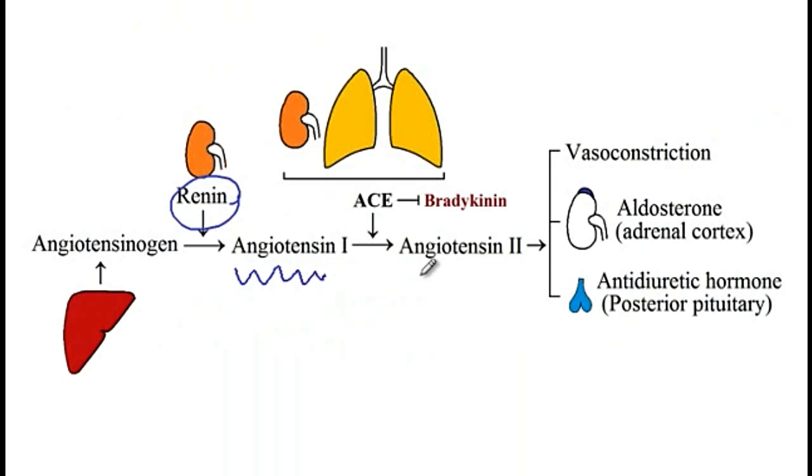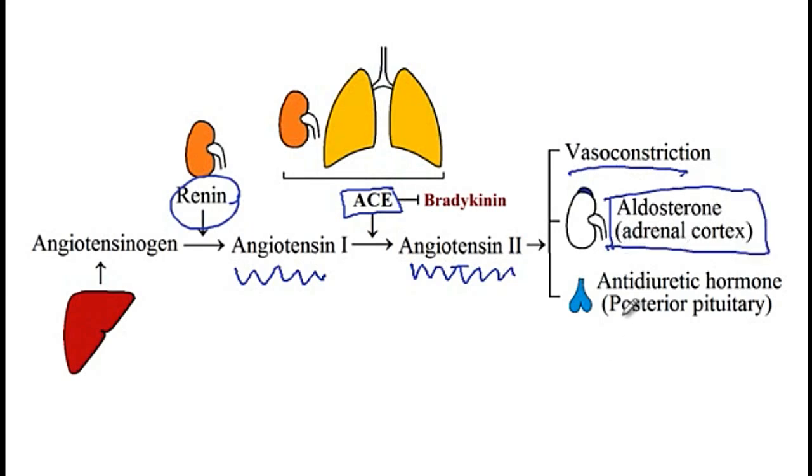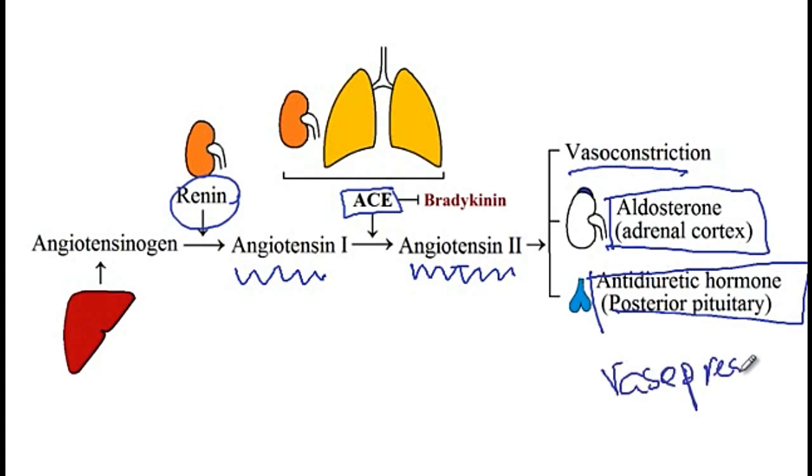And then angiotensin 1 will be converted to angiotensin 2 via the angiotensin converting enzyme, also known as ACE. And ACE is secreted in the lungs and in the kidneys. And then finally, angiotensin 2 will cause vasoconstriction. It will induce the secretion of the aldosterone. And then finally, it would induce the secretion of antidiuretic hormone, also known as vasopressin.